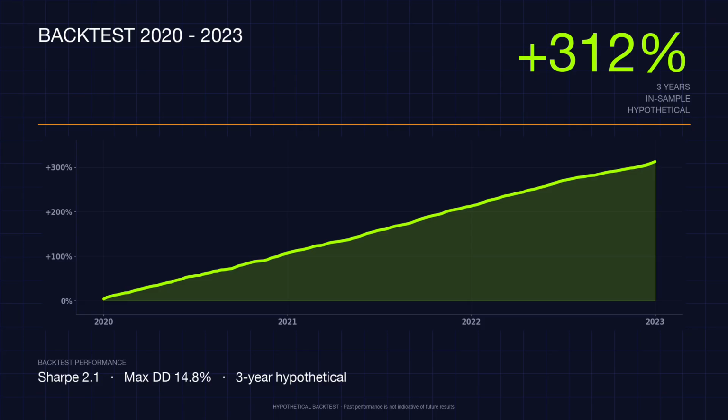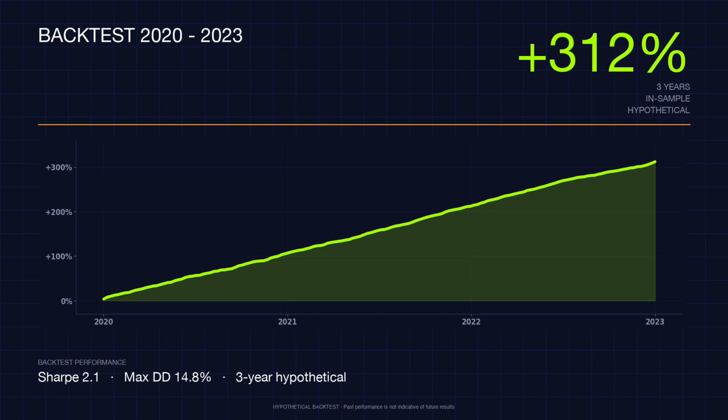In 2020, I lost real money on a strategy that back-tested beautifully. 312% in 3 years. Sharpe ratio above 2. Maximum drawdown under 15%. It worked in sample. It worked in paper trading. Then I deployed it live, and it died in 7 weeks.